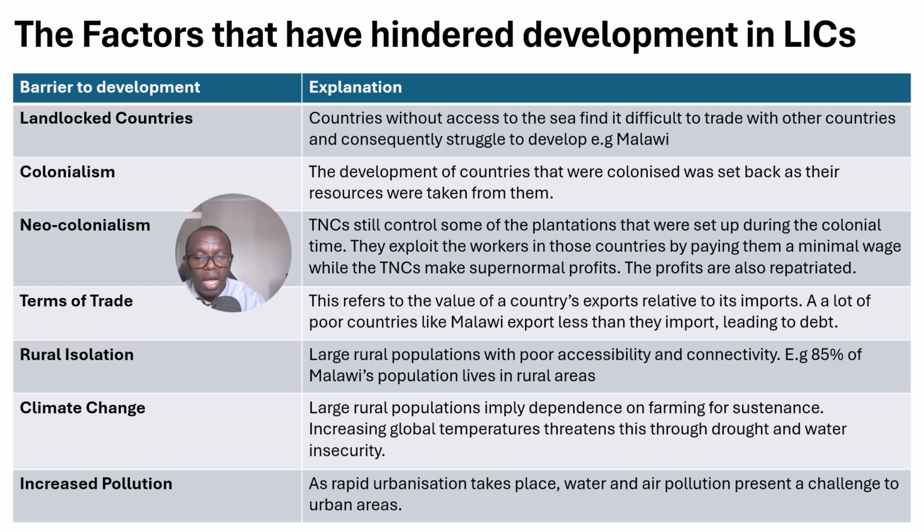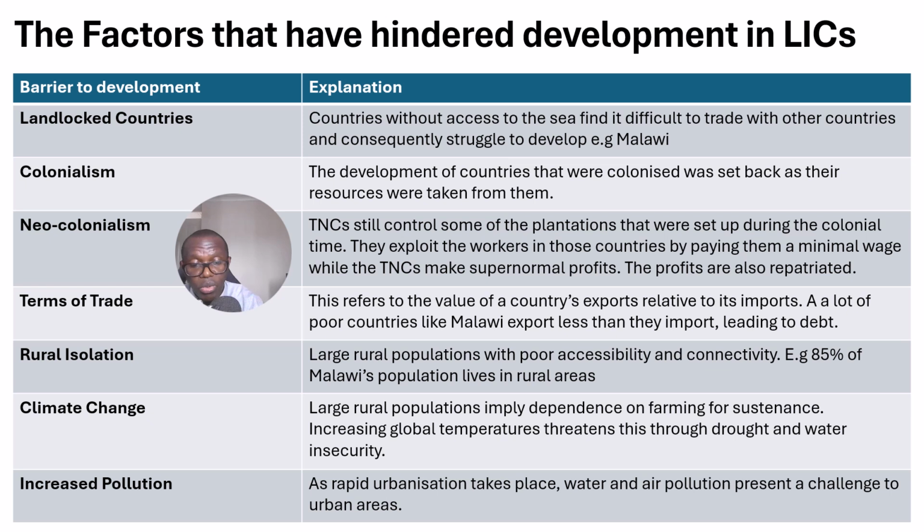Then lastly, we have increased pollution. Now, a lot of LICs are actually experiencing rapid urbanization, and that rapid urbanization is caused by rural to urban migration. And that rural to urban migration is caused by mechanization, which has been happening in the rural areas where you have a lot more machinery being used, and people becoming unemployed as a result of that.